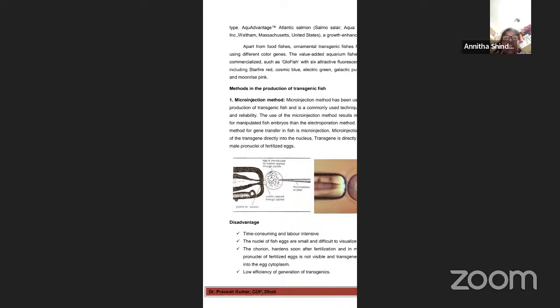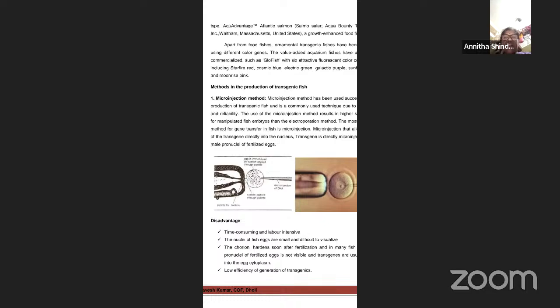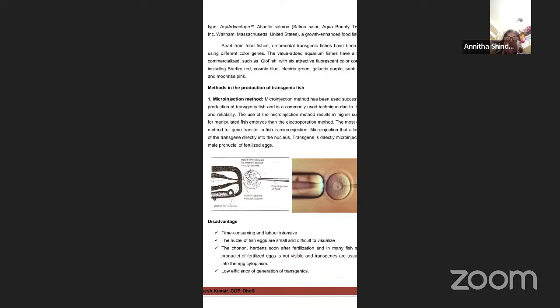Then the chorion hardens soon after fertilization, and in many fish the pronuclei of the fertilized eggs are not visible, and therefore transgenes are usually injected into the egg cytoplasm. Since you are not able to observe the pronuclei, transgenes are injected into the egg cytoplasm instead of the pronuclei. So that is a major drawback. Then there is low efficiency of generation of transgenics. With this technique you get a very low production of transgenic fishes.